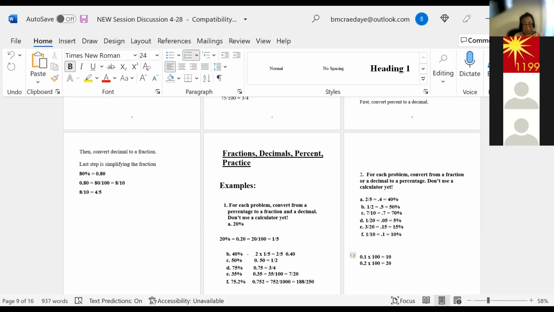Got it? So 0.2 times 100 is 20. Right. 0.3 times 100 would be 30. 0.4 times 100 would be 40. 0.5 times 100 would be 50%. All right. Gotcha. Yes.